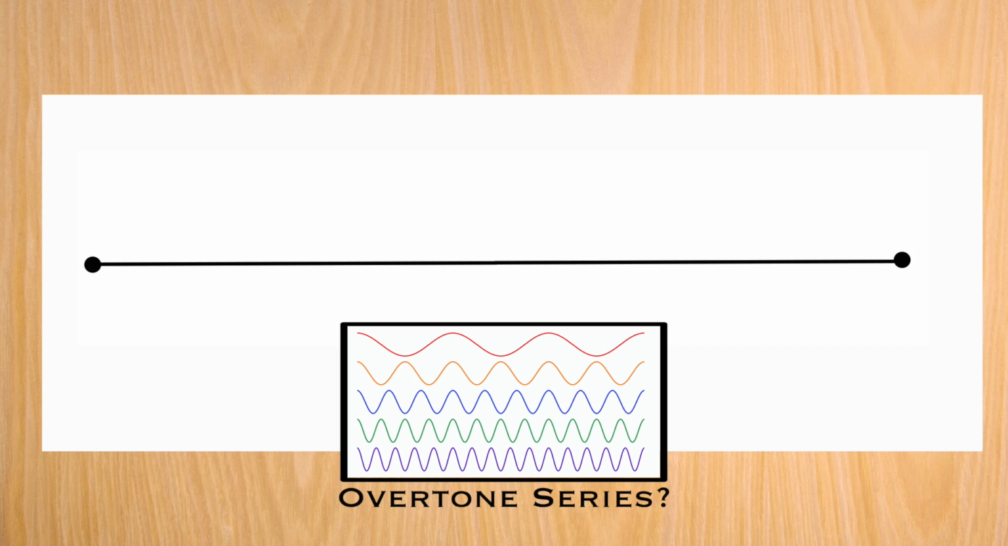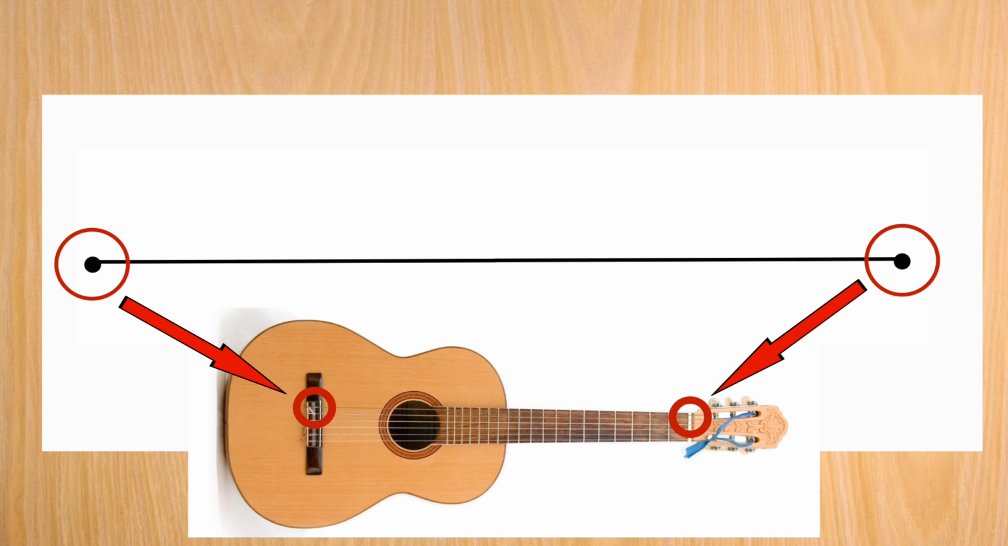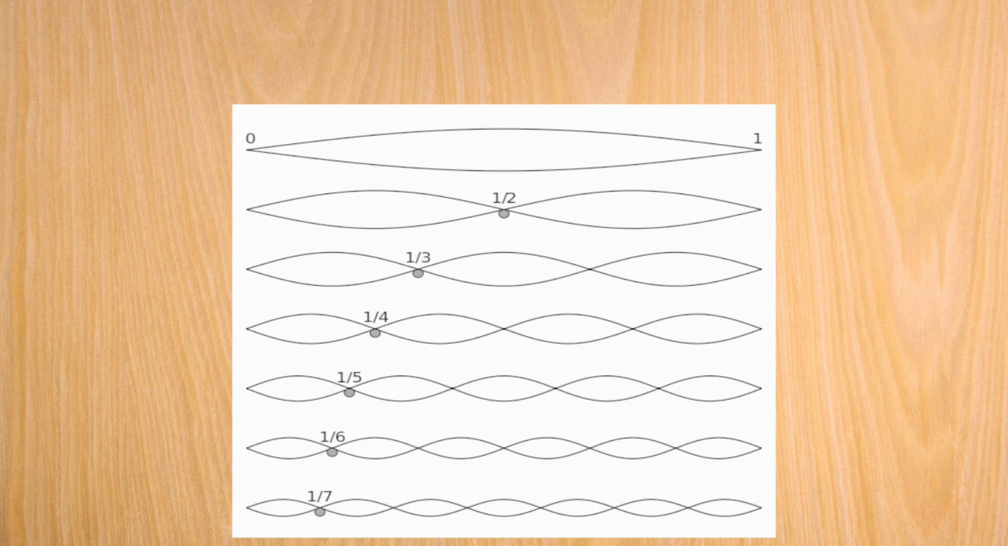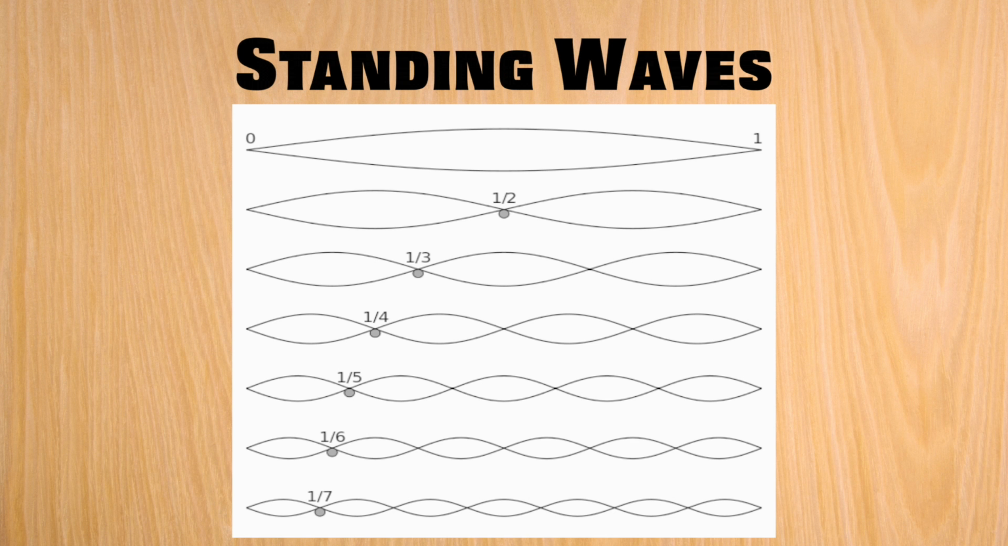That still doesn't explain the Overtone Series. Well, to think about the Overtone Series, we have to think about which waves can even be played on a string. Because the string has two fixed ends, those parts can't vibrate. They're stuck in place. So, the rest of the string has to oscillate instead. We call the waves that can oscillate on a string with two fixed ends standing waves.